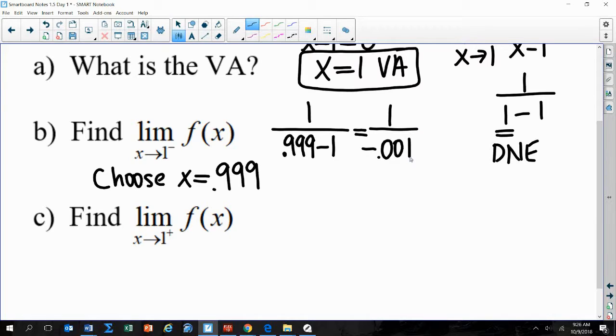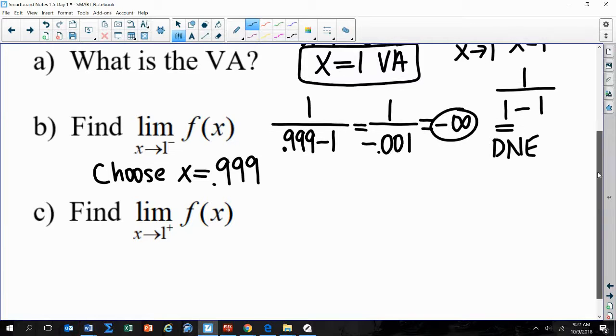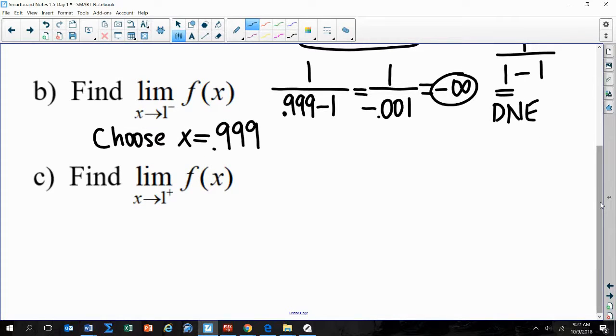What happens if you have a constant over a negative number that's really close to 0? It's going to go towards negative infinity. I want you to check that. On your graphing calculator, type in 1 over x minus 1. I want you to graph that function, and I want you to look at the left-hand limit. As x gets closer and closer to 1, does it look like your graph is going down to negative infinity? You tell me. Is that what it looks like? Does it look like it's shooting down to negative infinity from the left-hand side of 1?